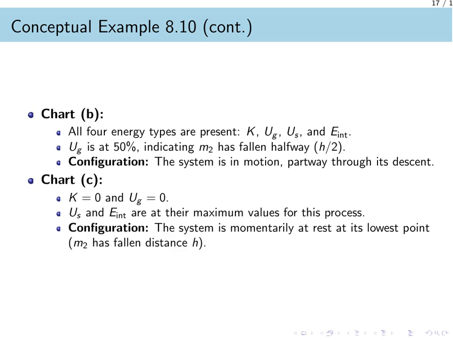Finally, look at chart C. Here, the kinetic energy is 0 again, and the gravitational potential energy is also 0. This means the system is momentarily at rest, and the hanging block has reached its lowest point, y equals 0. All the initial potential energy has been transformed into either elastic potential energy, U sub S, or internal energy, E internal, which are both at their maximum values for this process.